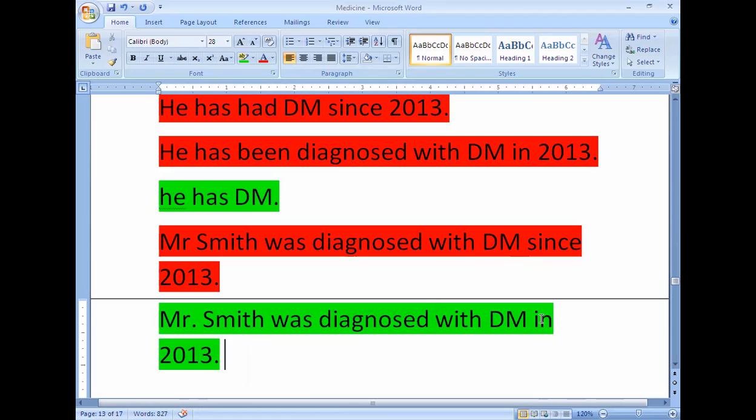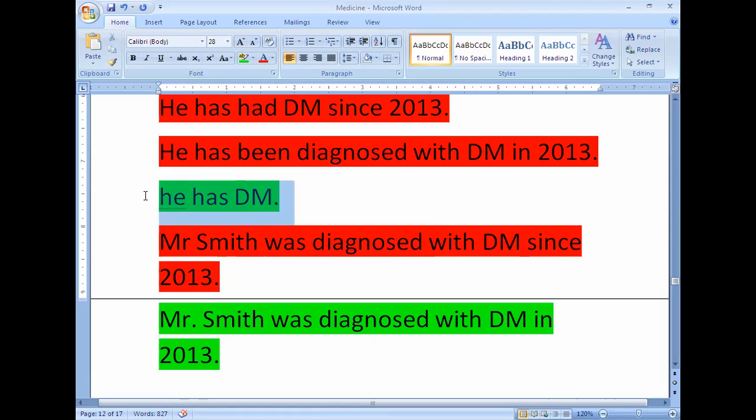We are not using for, we are not using since. For instance, is something time period. Here we are only using what happened in 2013. This one, why is it wrong? We don't use since in simple past tense, because here we are writing about past tense. If we are writing was diagnosed, we should use in here. If we want to use since, we should use has been diagnosed here. So this is wrong.